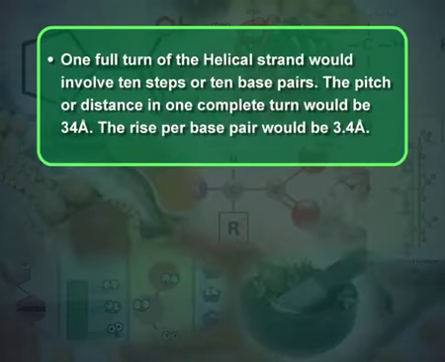Now, one full turn of the helical strand would involve 10 steps or 10 base pairs. So, if we try to draw a straight line through the helix, the pitch or distance in one complete turn would be 34 angstrom and the rise per base pair would be 3.4 angstrom.